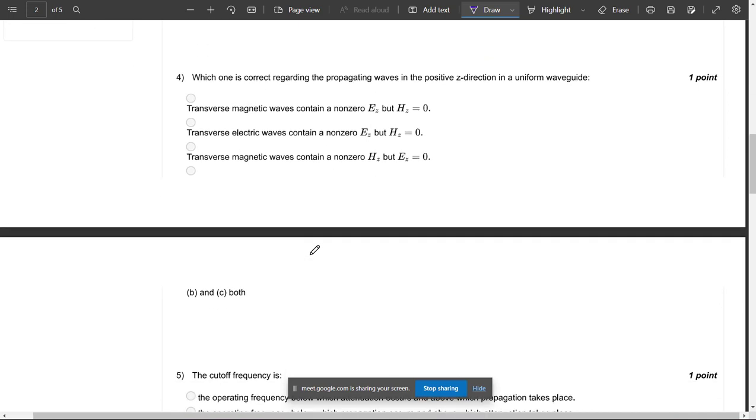Which one is correct regarding the propagating waves in positive z direction in a uniform waveguide? Okay, so propagating waves are asked, to be considered in the positive z direction in a uniform waveguide. Three things you need to know: it's asking about the propagating waves, another thing is the positive z direction, and in which medium it is asked, a uniform waveguide. Okay, so think about it.